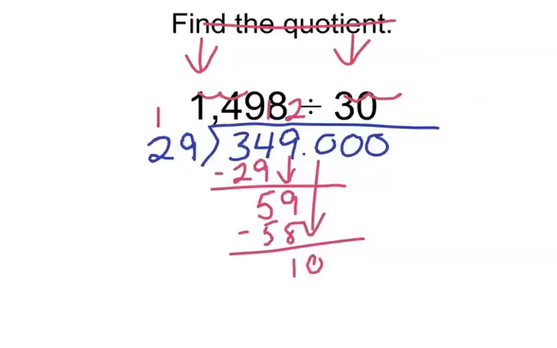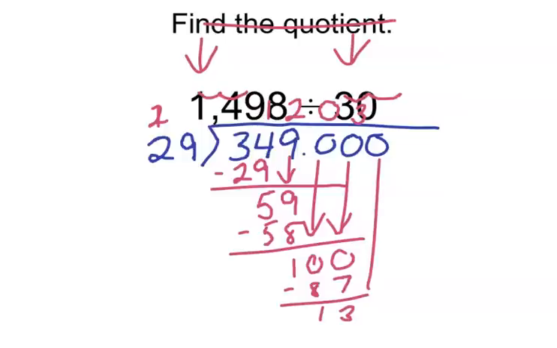Bring down a 0. Does 29 go into 10? Nope, so put down the 0. And we're just going to bring down another one. How many times does 29 go into a 100? Probably 3 times, because 4 times would be too many. So 3 times 9, 9 times 3 is 27. 3 times 2 is 6. Plus 2 more is 8. So we have 100 minus 87, which equals 13. And then we bring down another 0.